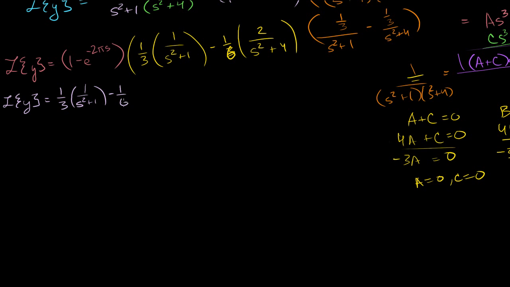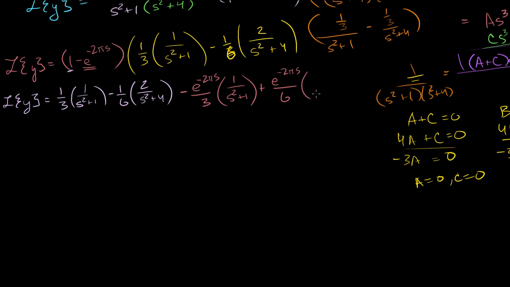Minus 1/6, these are all the 1's times the 1, times 2 over s squared plus 4. And I'm going to multiply the minus e. Let me switch colors. Do the minus e. So then you get minus e to the minus 2 pi s over 3 times 1 over s squared plus 1. And then the minus and the minus cancel out, so you get plus e to the minus 2 pi s over 6 times 2 over s squared plus 4.